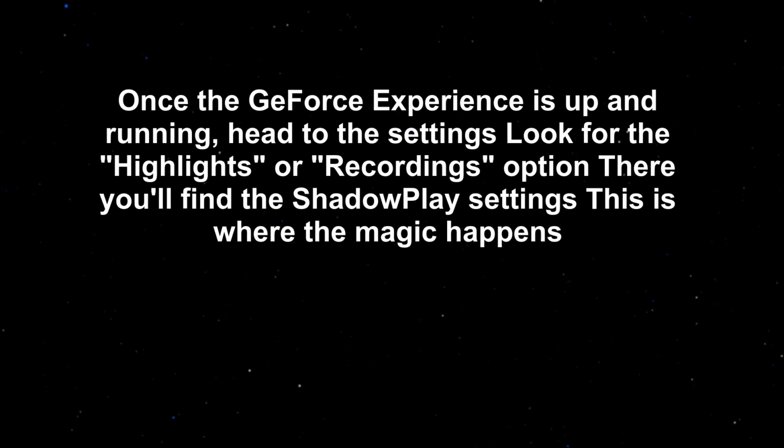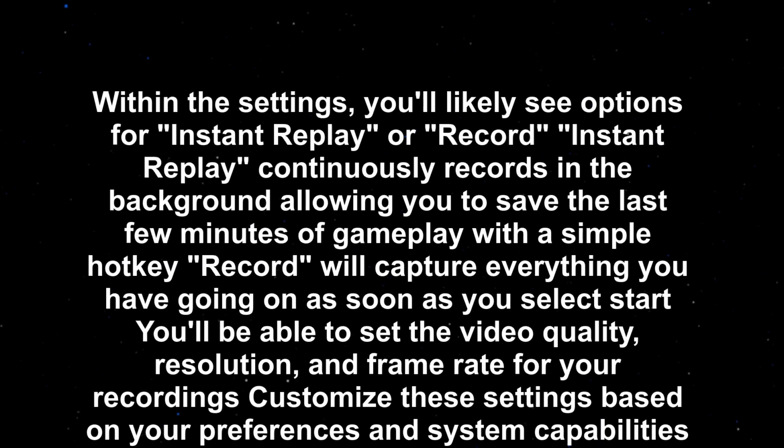Once the GeForce Experience is up and running, head to the settings, look for the highlights or recordings option. There you'll find the ShadowPlay settings. This is where the magic happens. Within the settings, you'll likely see options for instant replay or record. Instant replay continuously records in the background, allowing you to save the last few minutes of gameplay with a simple hotkey. Record will capture everything you have going on.